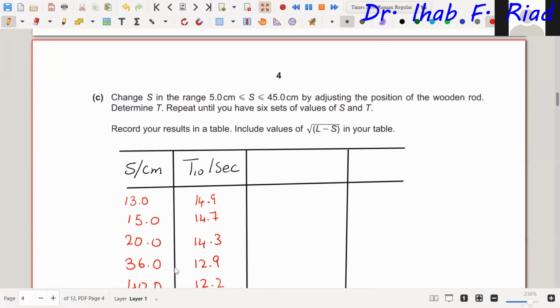Change S in the range S between 5 centimeters and 45 centimeters by adjusting the position of the wooden rod. Determine T. Repeat until you have 6 sets of values of S and T. Record your results in a table. Include values of the square root of L minus S.